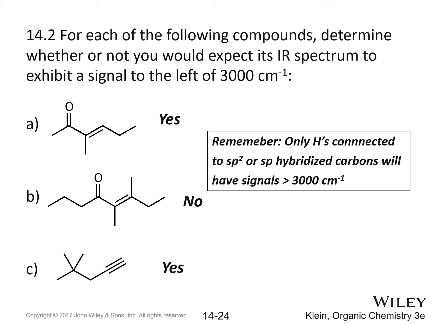Okay, so in our first example, A, we will see the peak to the left of 3,000 because we have an sp2 hybridized carbon attached to a hydrogen. Example B, there are no sp2 or sp hybridized carbons attached to a hydrogen. See that carbon, we have 4 carbons attached to our alkene. And in the last example, we have an sp hybridized carbon attached to a hydrogen. So we will see a bond to the left of 3,000.